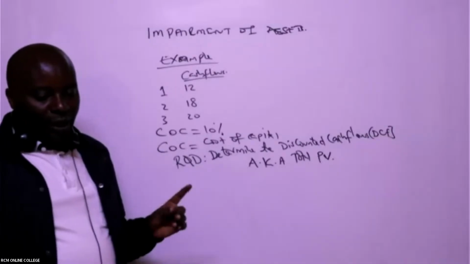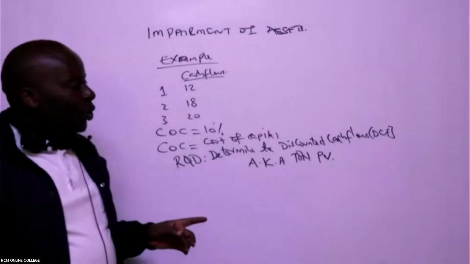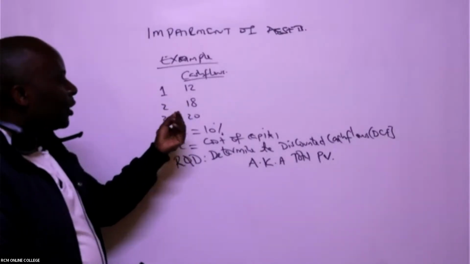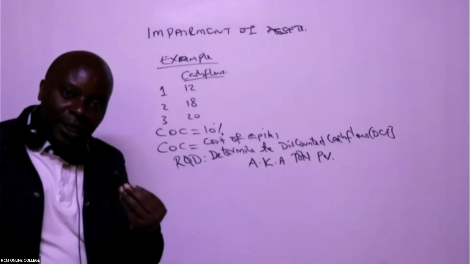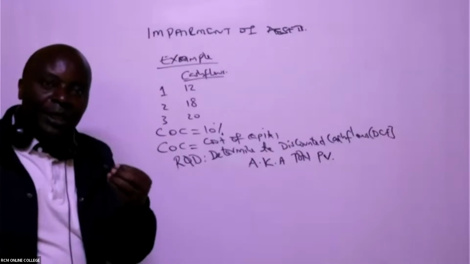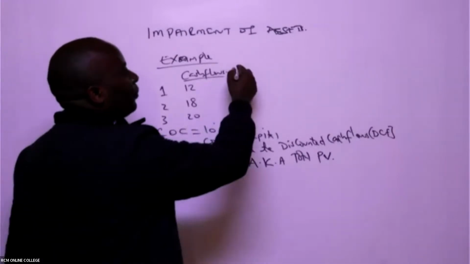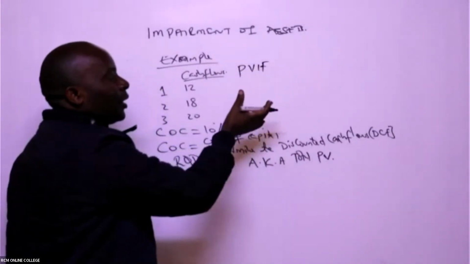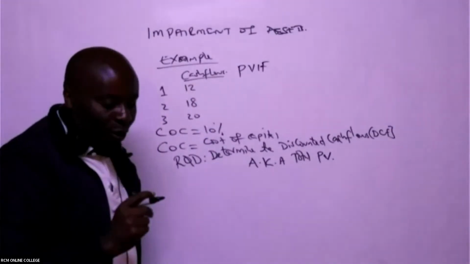So the first thing I have to recognize is that these cash flows are what type of cash flows? They're irregular. And if they're irregular, then the very first thing I need to do is to remember that for irregular cash flows, the discounting factors will be PVIF. The discounting factors won't be PVIFA, they would have been PVIFA if it was an annuity. So here I'm going to use PVIF.